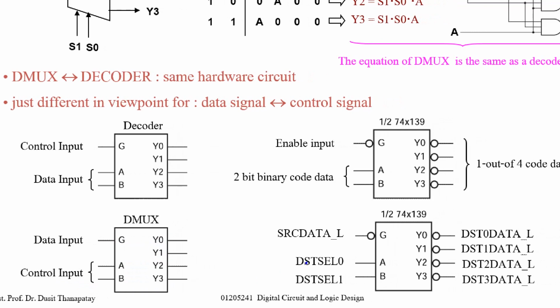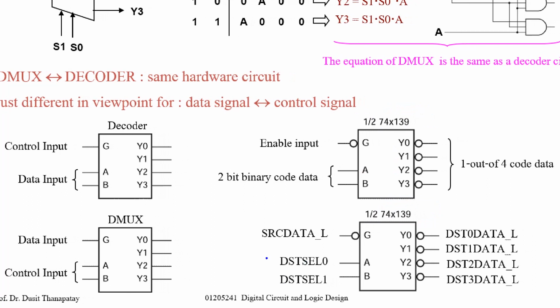So you can use the same IC, the same IC number, as a decoder and as a demultiplexer. It depends on the data interpretation.